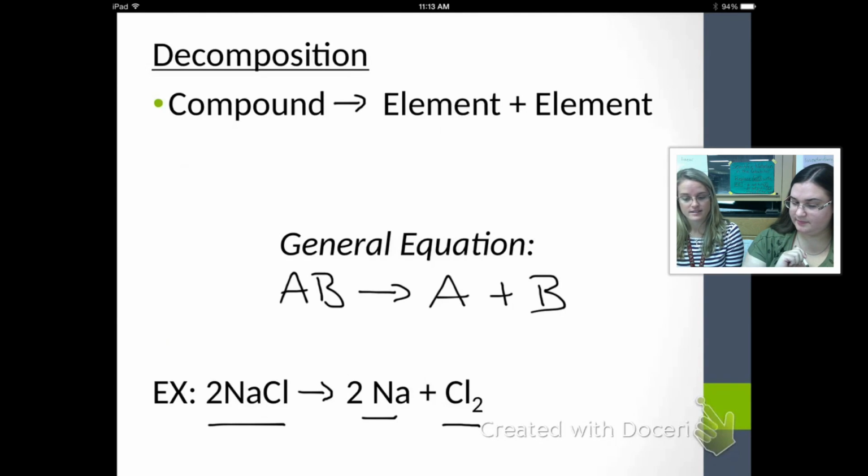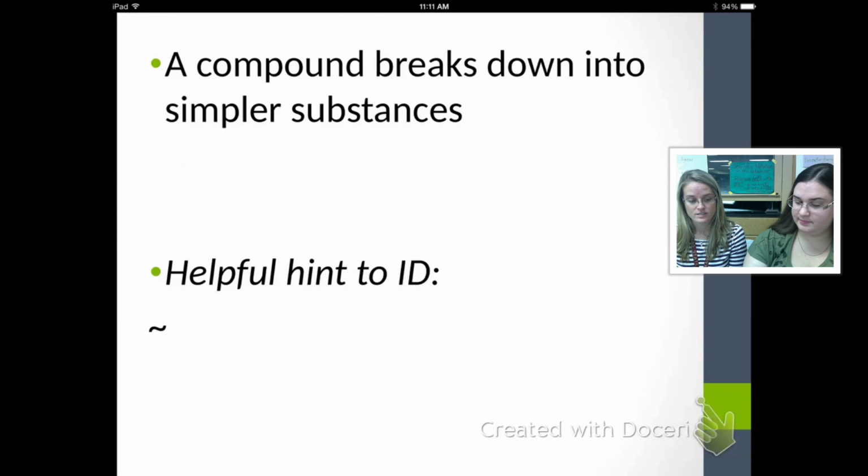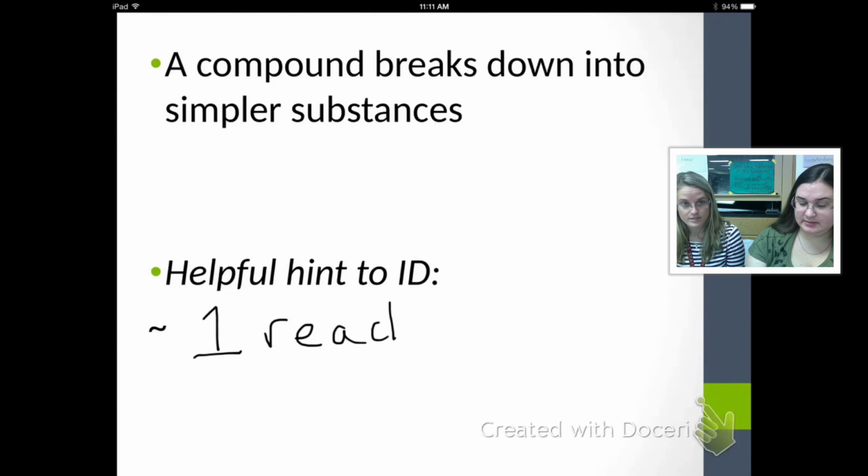Ta-da! Right, again, we're going to move to the left of your decomposition box to fill out this one. Our general definition for decomposition is that a compound breaks into simpler substances. Similar to what you'd think of for what we just said for decomposition. Pretty straightforward. So, helpful hint. On synthesis, we had one product. For decomposition, we had one reactant.